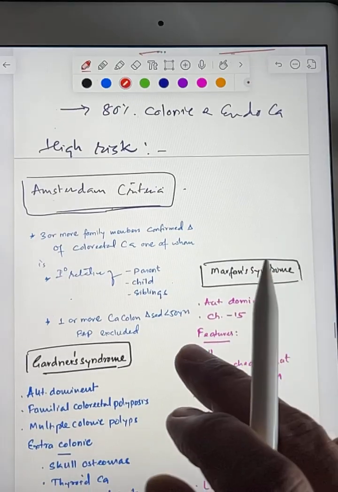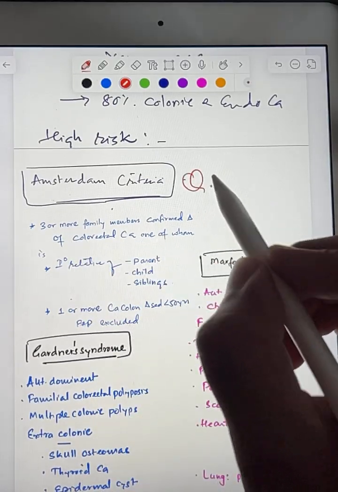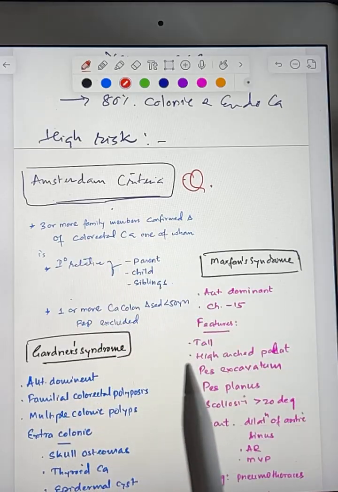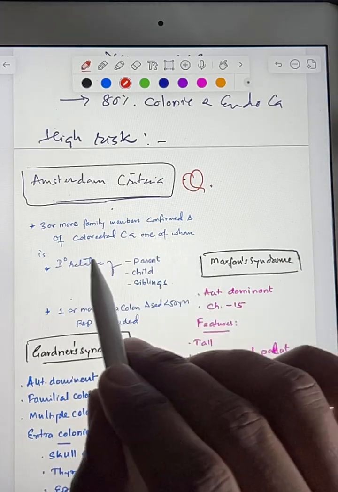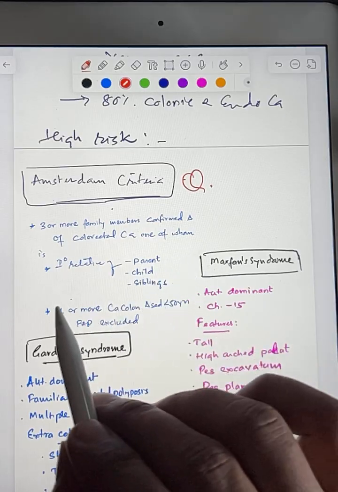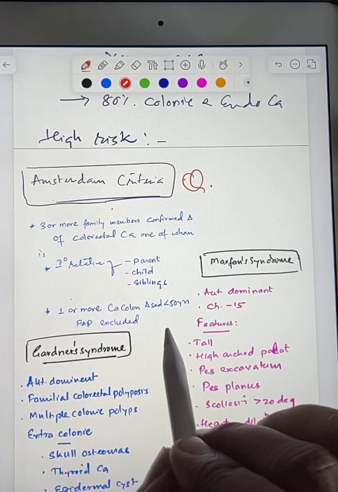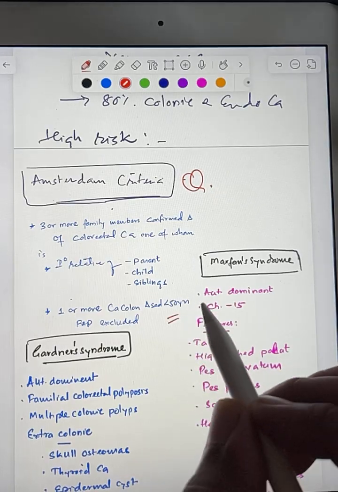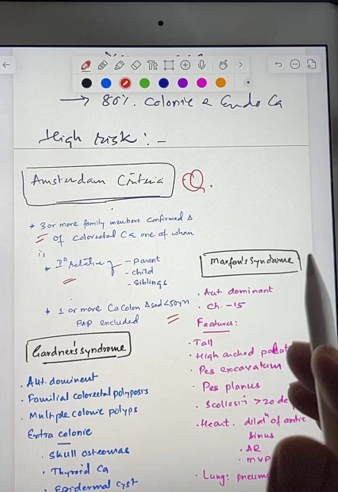There is the Amsterdam criteria: 3 or more family members. This question is asked often. Three or more family members with confirmed diagnosis of colorectal cancer, one of whom is a first-degree relative of the other two, meaning parent, child or sibling, with one or more colon cancers diagnosed at a younger age.